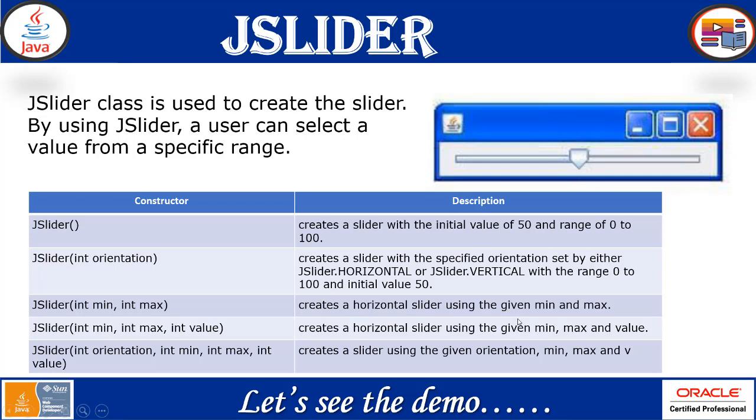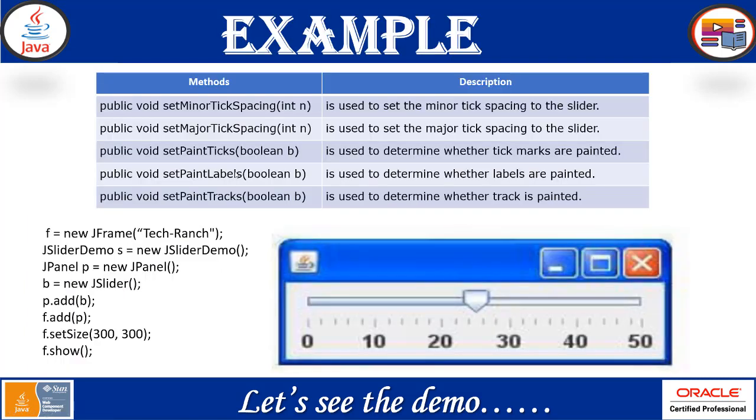Create a horizontal slider with the given minimum, maximum and value. Now, orientation, minimum, maximum and value, all of them mixed together, you can also put in the arguments of the constructor, and that will create a slider using the given orientation, minimum and maximum, and the initial value. Example. So here you can see an example of the slider.